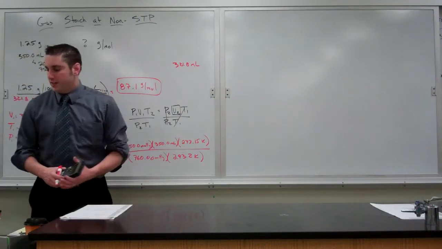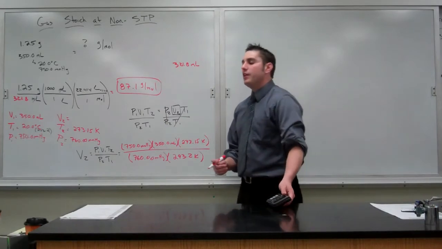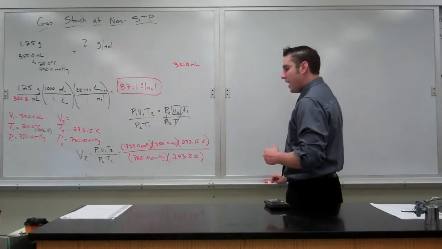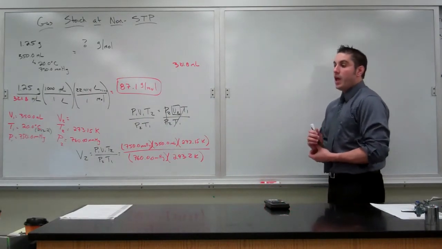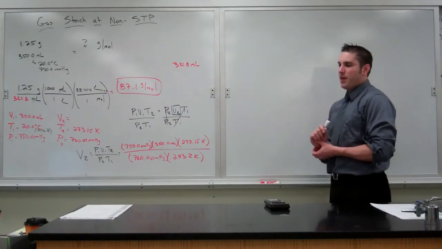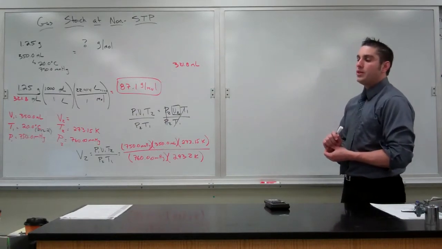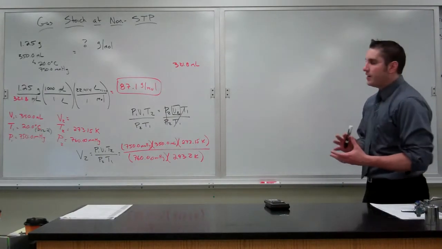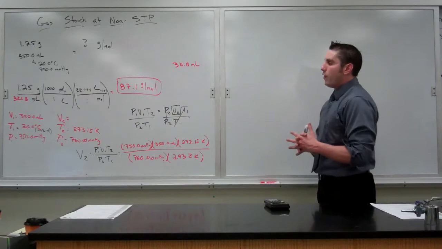Moving on to the second example. Number 2, or on this sheet number 11, says, what is the molar mass of a gas if it has a mass of 5.24 grams and occupies 14.8 liters at 746 mmHg and 29.0 degrees Celsius?